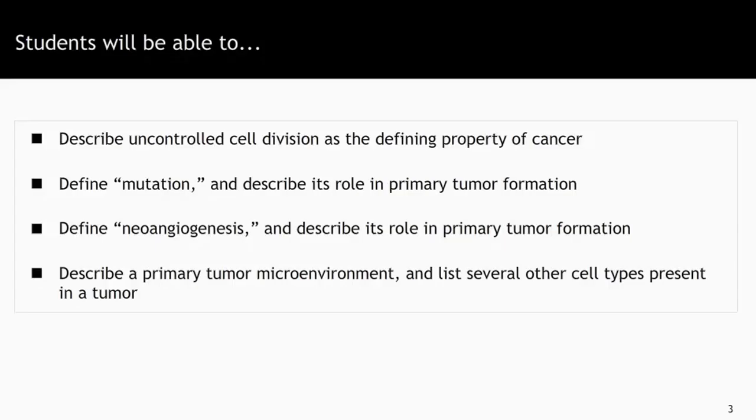There are 4 objectives for this module. At the end of the module, you will be able to describe uncontrolled cell division, which is a defining property of cancer, define what a mutation is and describe how it plays a crucial role in tumor formation, define neoangiogenesis and describe its role in tumor formation, and finally, describe a primary tumor microenvironment. There are many cell types in a tumor, not just tumor cells, and you'll be able to name several of them by the end of this lecture.